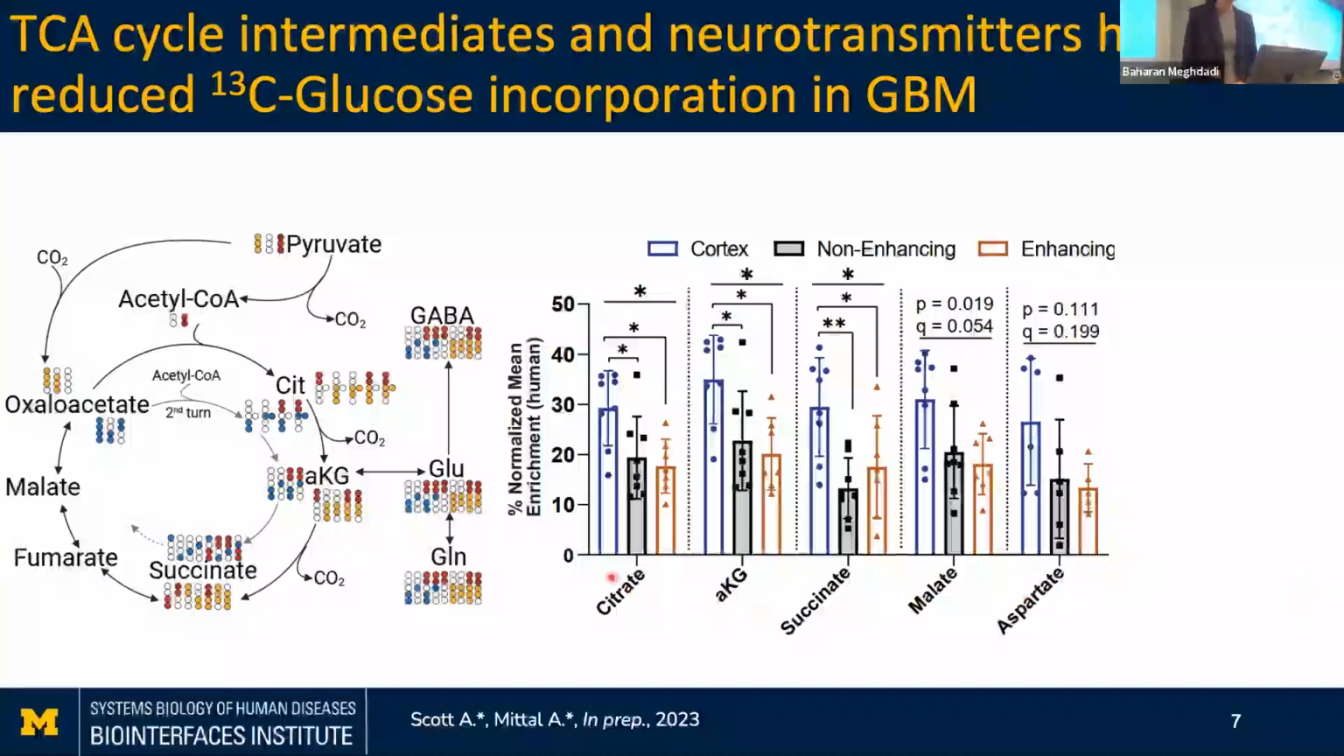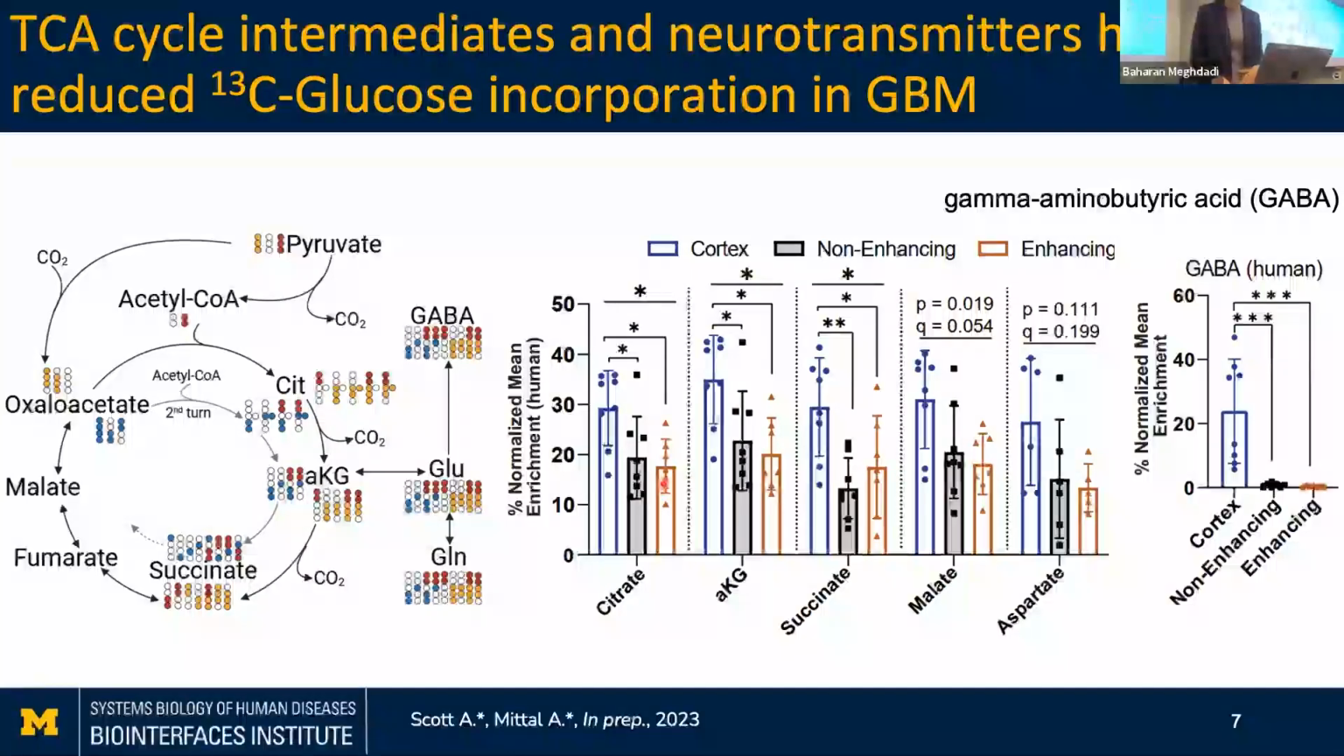So when we looked at the TCA cycle intermediates, we saw a decrease in enrichment of these metabolites in the tumor samples. And this means that the TCA cycle activity is reduced in the GBM than cortex. And when we looked at GABA enrichment, which is again a neurotransmitter, we saw again a decrease in the tumor samples.